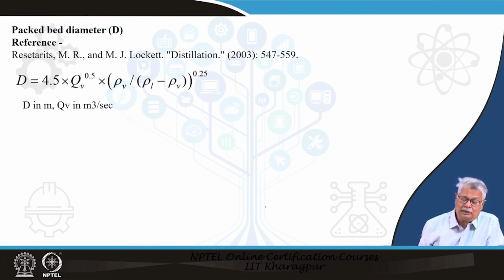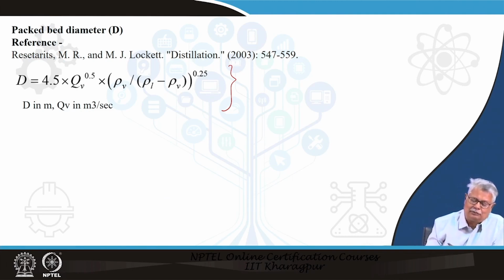Now we are still solving the same problem. Say we have a reference here which gives us an idea of how to estimate a tower diameter in case of a packed bed. What we have here is d equals 4.5 times the flow rate of the vapor in meter cube per second, multiplied by a dimensionless factor.